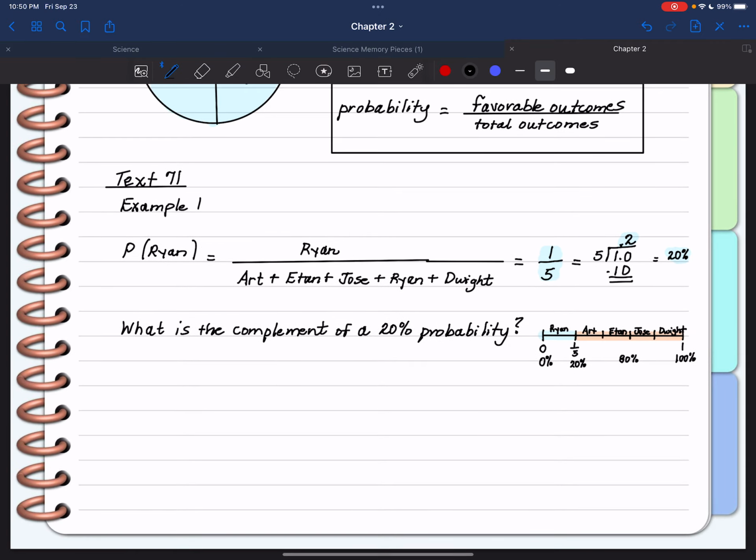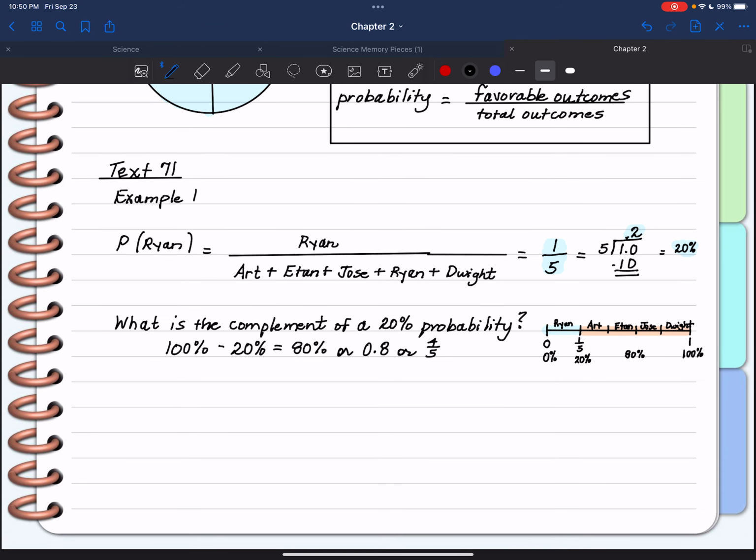So to find a complement without drawing all that, you take the 100%, that is the whole thing, minus the 20%, that was Ryan, and that leaves us with 80%. So the complement of a 20% probability is 80%, or 0.8, or 4/5. So you need to know the term complement and what that means. It means to subtract from 100%.